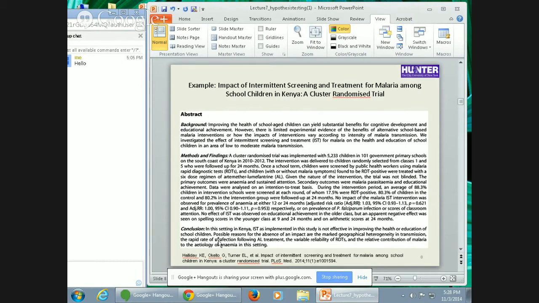And the variable reliability of RDTs. I forget what RDT stands for. Rapid diagnostic tests. So they're all, again here, blaming the effect. So it's both the effectiveness of the diagnostic test, the effectiveness of the treatment, and the relative contribution of malaria to the etiology of anemia. And there are other causes of anemia besides malaria.